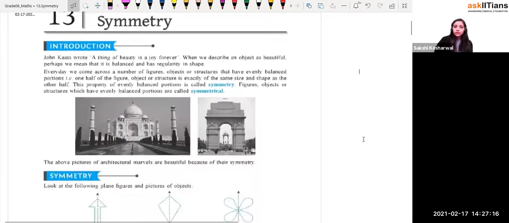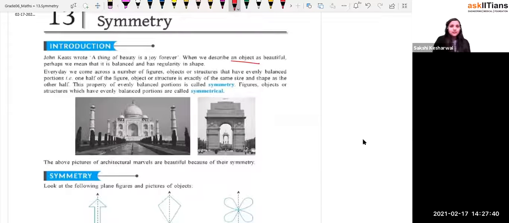Okay, so we'll be starting with a chapter that's symmetry. Symmetry means, going by the word, anything which you divide, you take half of the part and it looks the same as the other. So let's read it out, and I think this will help you. John Keats wrote, a thing of beauty is a joy forever. When we describe an object as beautiful, perhaps we mean that it is balanced and it has a regularity in its shape.